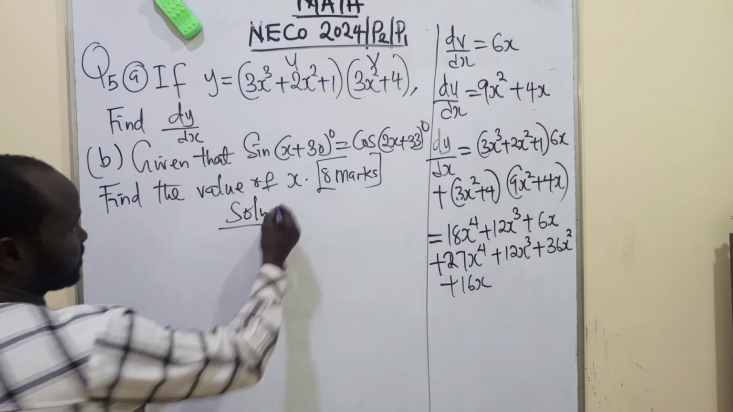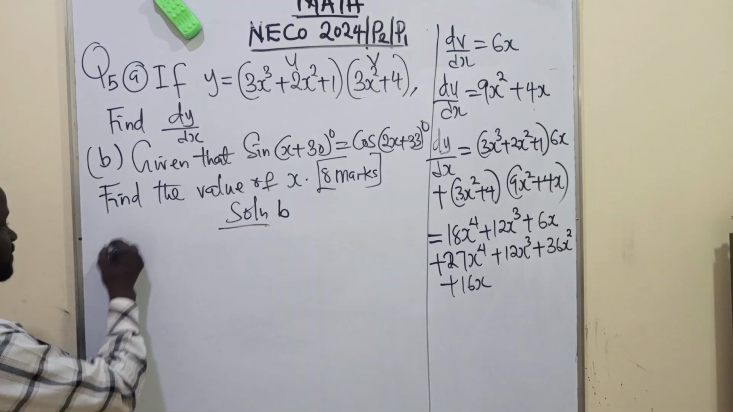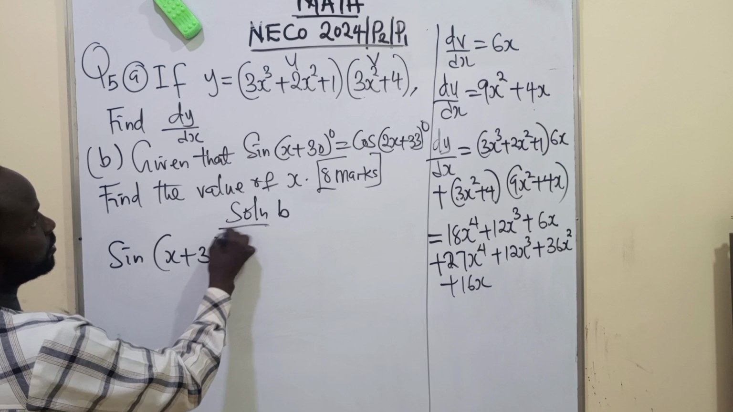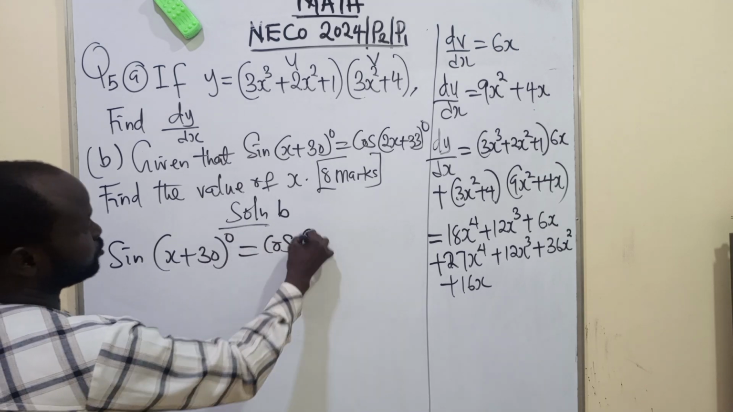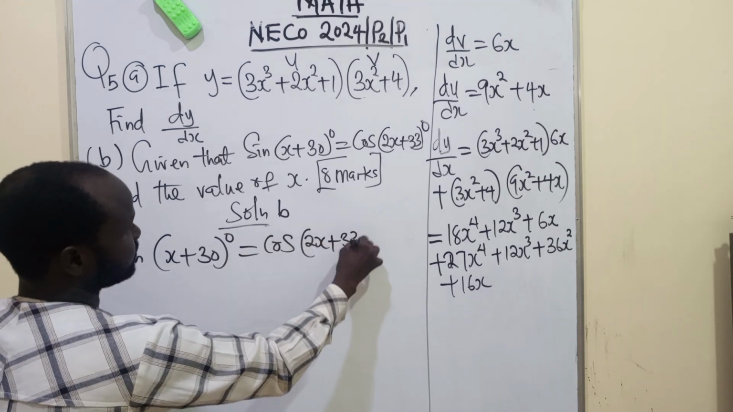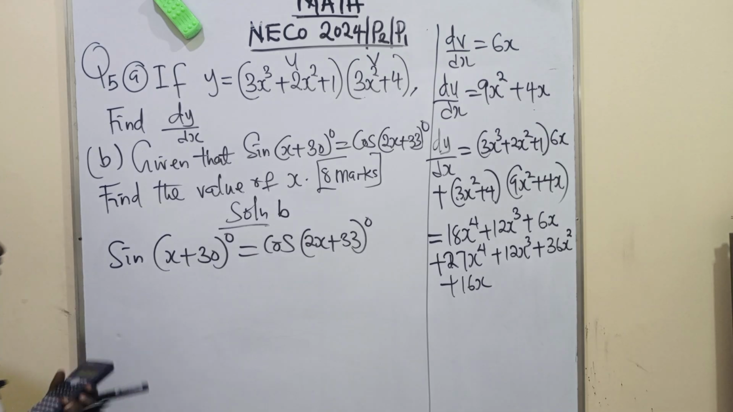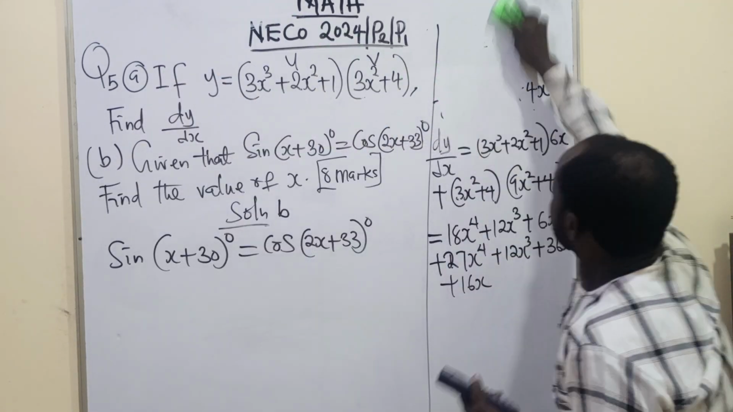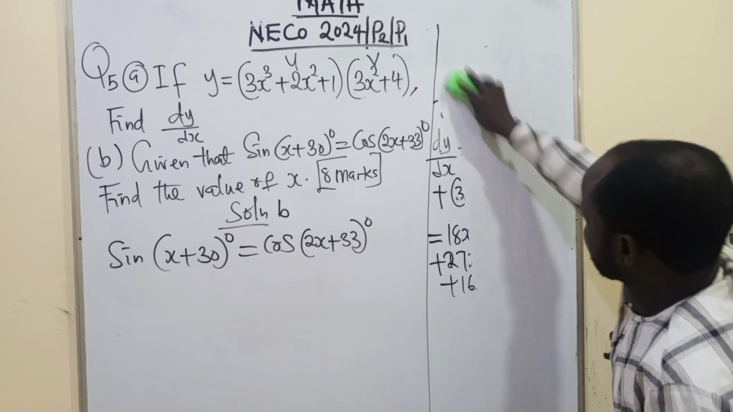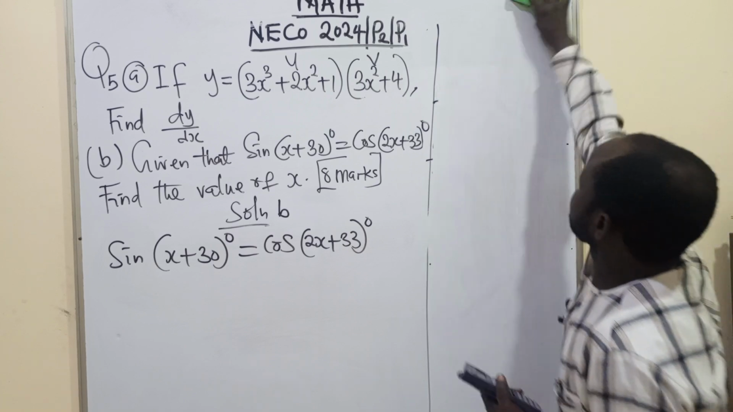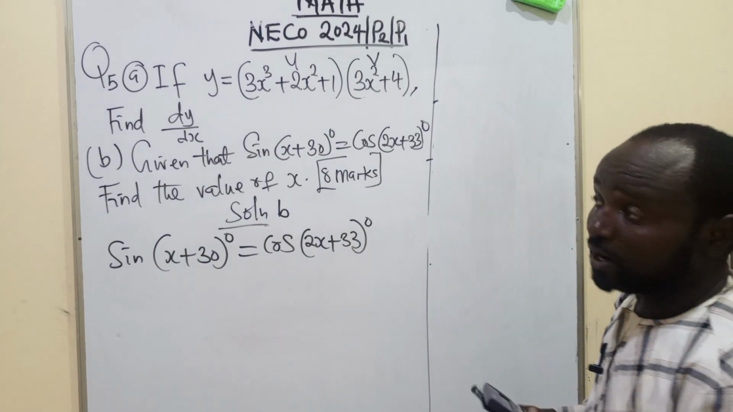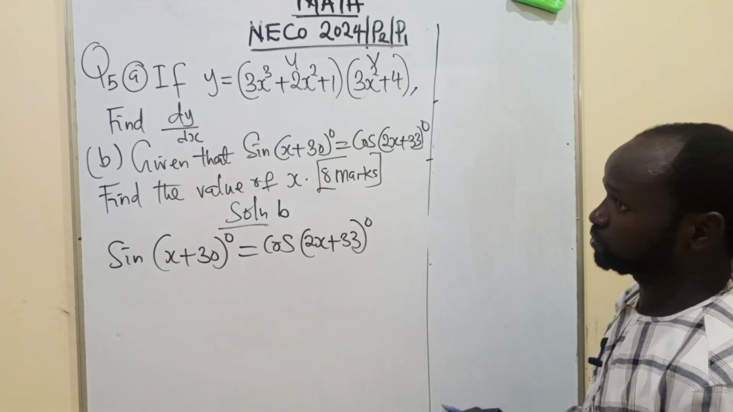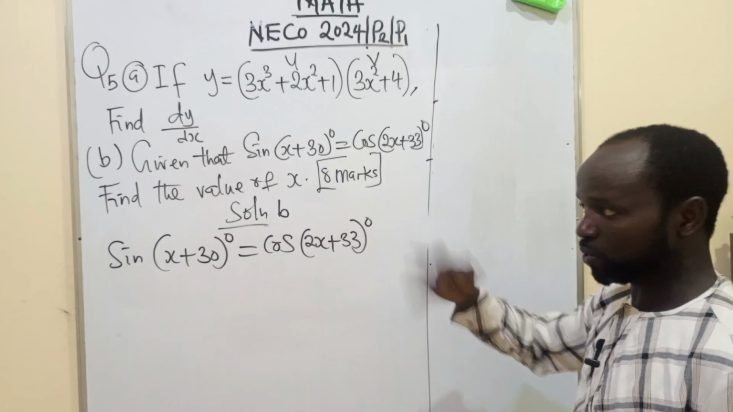Okay, let's write 5b here. The question is, we have sine x plus 30 all in degree. This will be cos 2x plus 33 all in degree. And to solve this problem, let's clean here and recall from the complementary angle under trigonometry. Complementary angle means sum up to 90 degree, supplementary angle 180 degree.